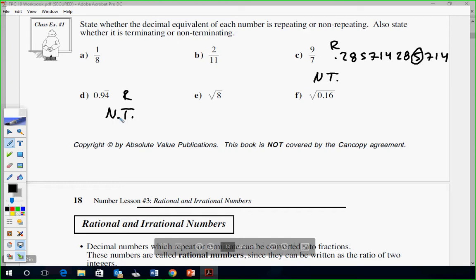Root 8 is non-repeating, non-terminating. And 0.16 is non-repeating, and it terminates. It's 0.04. Okay, or is it 0.4, I think. All right, questions on those? Just that one hiccup there on C. Everything else good? All right.